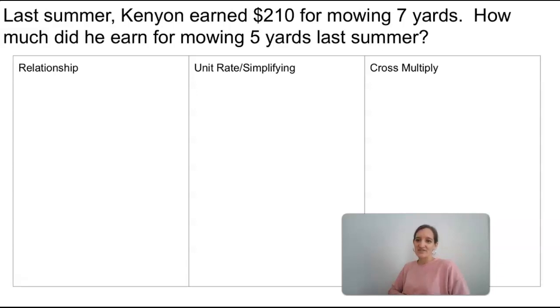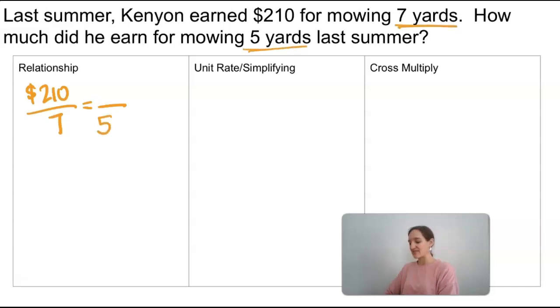How much did he earn for mowing 5 yards last summer? Let's take this problem and let's solve it those 3 different ways. Let's try the relationship way first. So I always put money on top, 210, and that's for 7 yards. How much did he earn for 5 yards? I'm going to put the 5 on bottom to match up my 7 yards with my 5 yards.